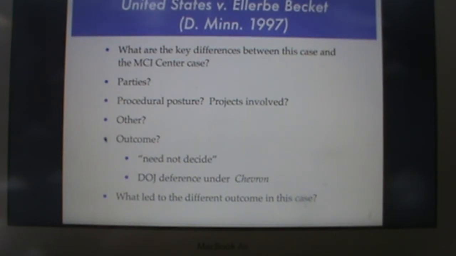Basically a similar issue, but procedural posture was important. It was brought up on a motion to dismiss. And the Department of Justice also weighed in on this case, so there was some Chevron deference that the court gave. The DOJ was on the plaintiff's side in this case, saying that an architect should be able to be held liable for non-compliant design.